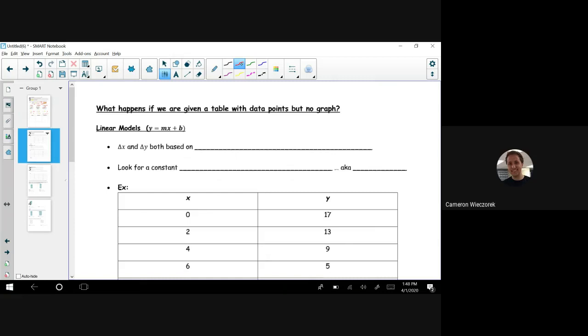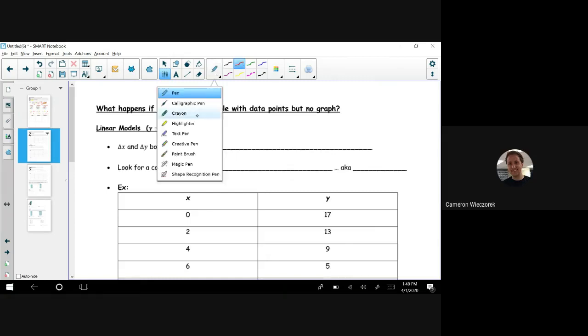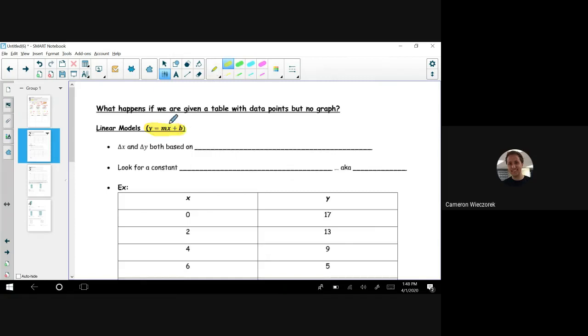So a linear model, y equals mx plus b. There's your slope-intercept form. Remember the picture we just saw before. Here's an example of something that's linear. It's a nice straight line. Whenever you're going to be looking at a data table, if it's linear, then the change in x and the change in y, meaning the gaps between the numbers, need to be based on the operations of addition or subtraction. Those are the only two operations you should be dealing with.